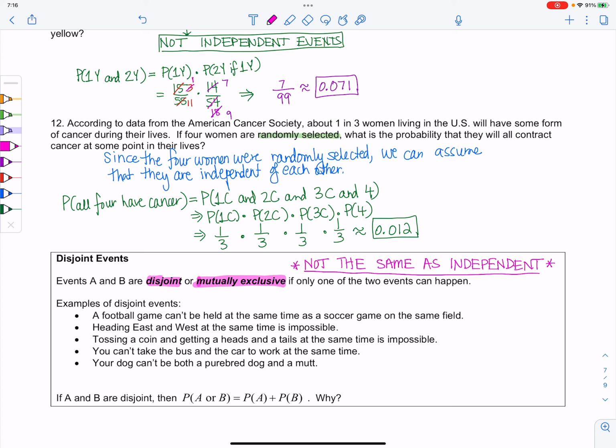Example of disjoint events. A football game can't be held at the same time as a soccer game on the same field. Heading east and heading west at the same time is impossible. Tossing a coin and getting heads and getting tails at the same time is impossible. You can't take the bus and the car to work at the same time. Your dog can't be both a purebred dog and a mutt.